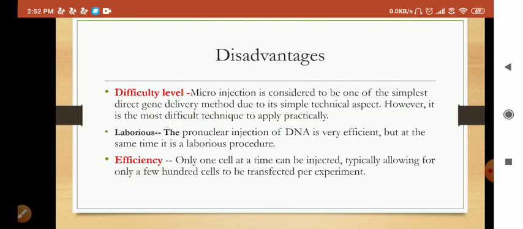On the basis of technical aspect, it is very simple. You just take a cell and inject it. It is very easy to say, but the practical aspect of the same is very difficult, laborious, and of course the efficiency is low because it is one cell at a time. In electroporation you can use several 100,000 cells at a time, but here only one cell at a time.